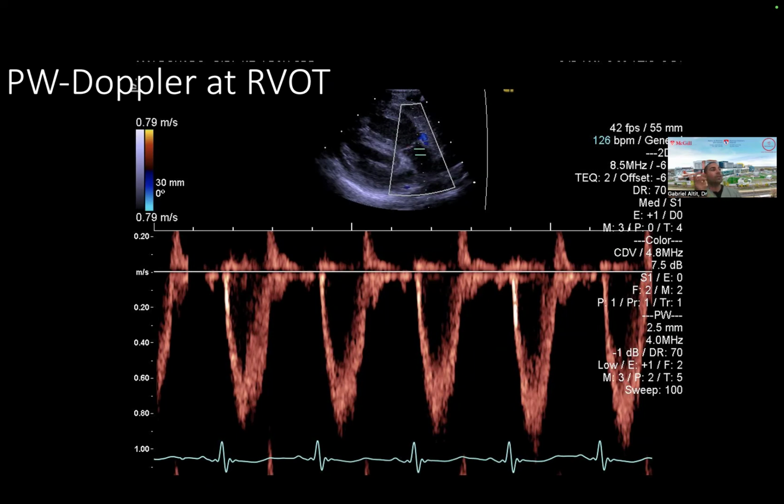If your systolic to diastolic time ratio is more than 50%, you start getting concerned that this RV is struggling.